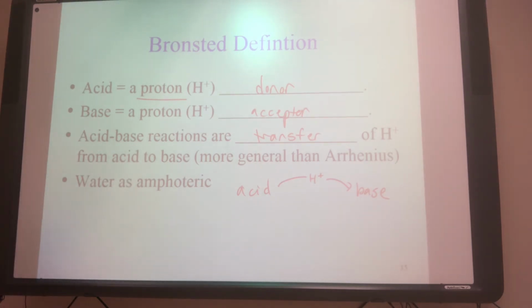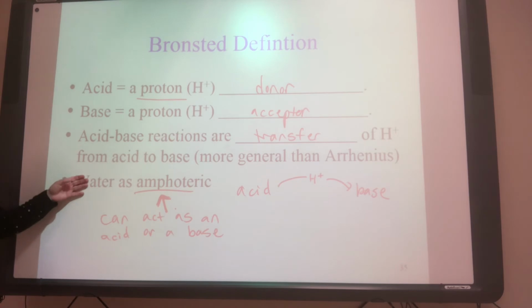Now, another side definition we need to talk about is water. Water is what we call amphoteric. So what this word means is that water can act as an acid or a base. It's going to be able to pick how it behaves based on who it's attached to.